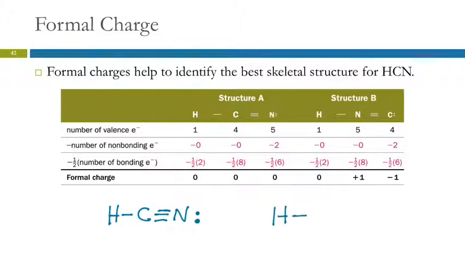If we put nitrogen in the middle, we'll end up with something like that. Both of those satisfy the octet rule. How do we decide which is correct? Well, formal charges can help us. So this is how I think about formal charges.